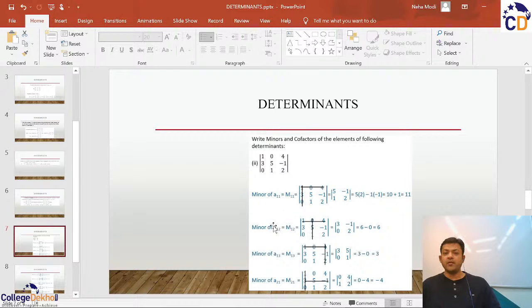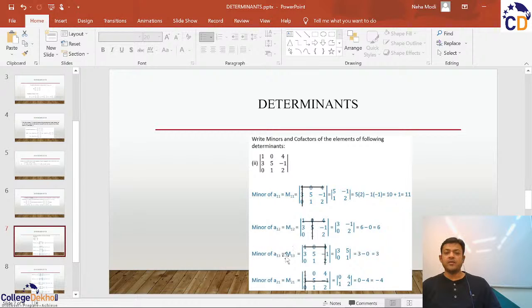Similarly, the minor of A12 means the first row, second column. So when we hide the first row and the second column, we get 3, -1, 0 and 2. When we simplify that, we get 6, minus 0, which gives us 6. So the minor of the second element, A12, is 6.